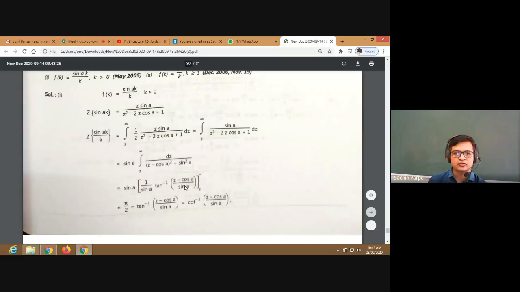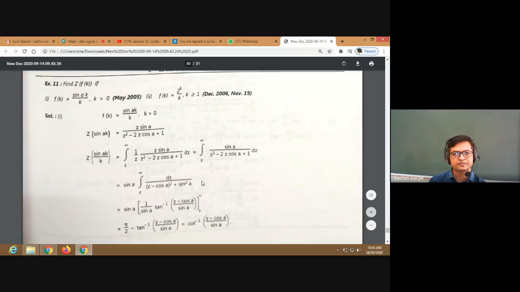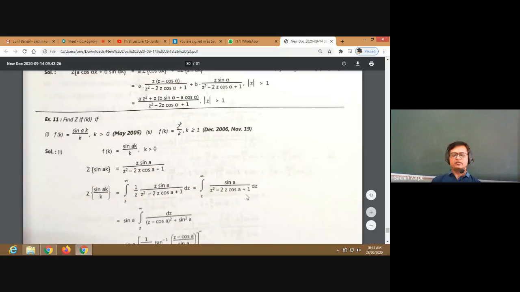All right. So at infinity, what is tan inverse of infinity? Pi by 2. Right. Tan inverse of infinity is pi by 2 minus, at z equal to z, that will be tan inverse of z minus cos a upon sine a. And what is pi by 2 minus tan inverse theta? That will be cot inverse of theta. So this is our required inverse z transform. Sorry, it's z transform. Any doubt in this? Please ask if any doubt.